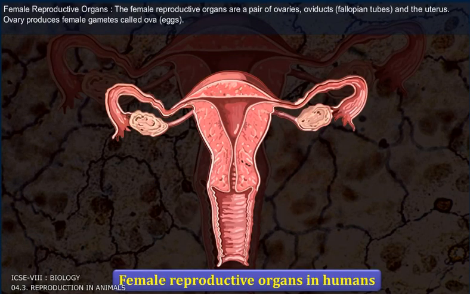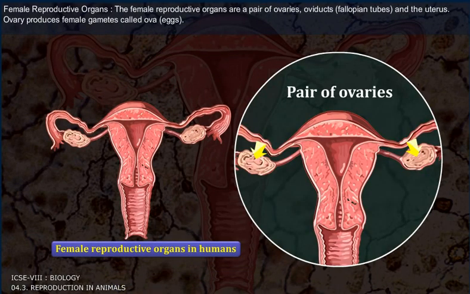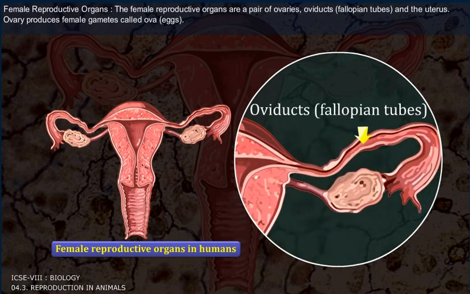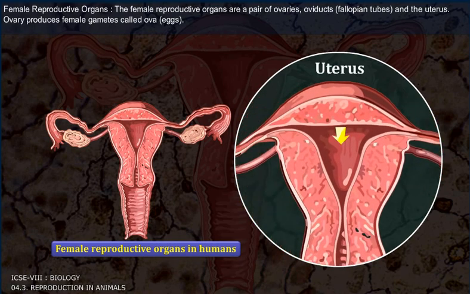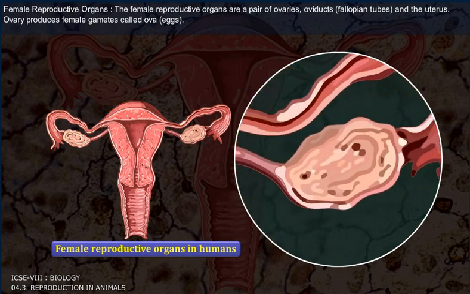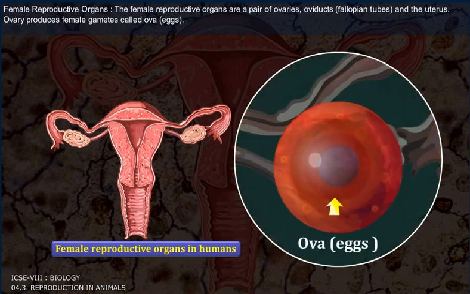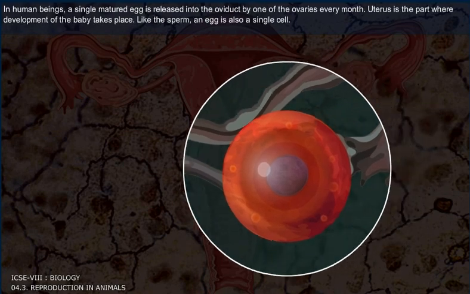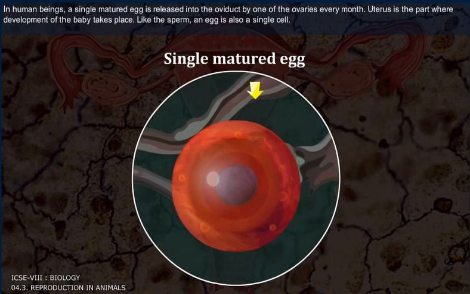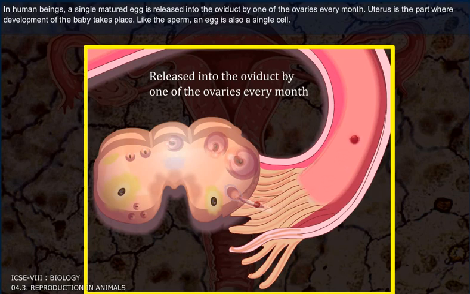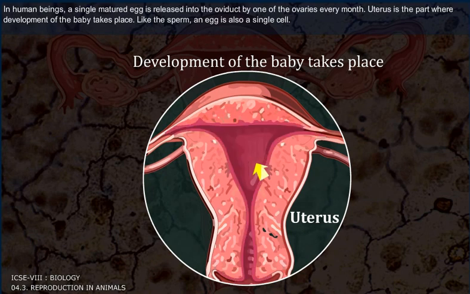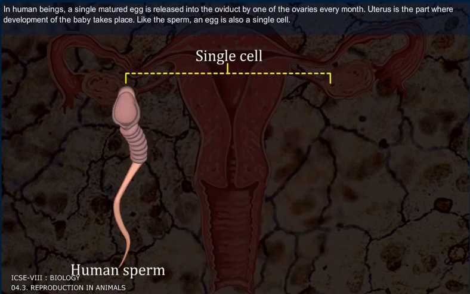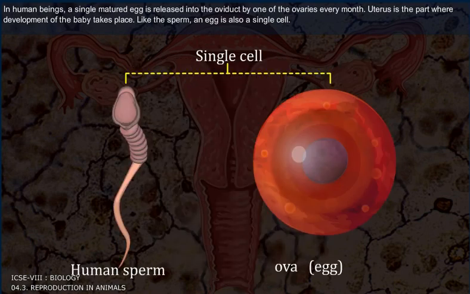Female reproductive organs. The female reproductive organs are a pair of ovaries, oviducts or fallopian tubes, and the uterus. Ovaries produce female gametes called ova, or eggs. In human beings, a single matured egg is released into the oviduct by one of the ovaries every month. The uterus is the part where development of the baby takes place. Like the sperm, an egg is also a single cell.